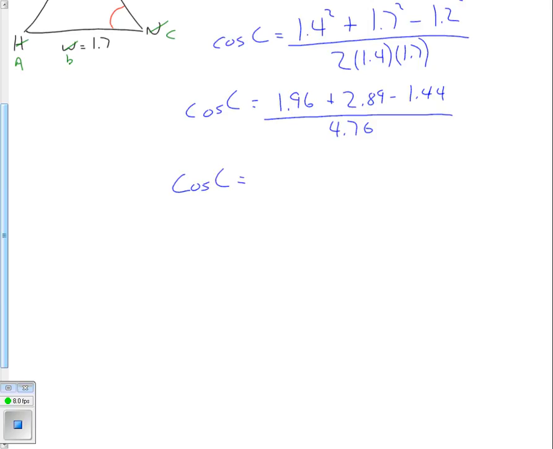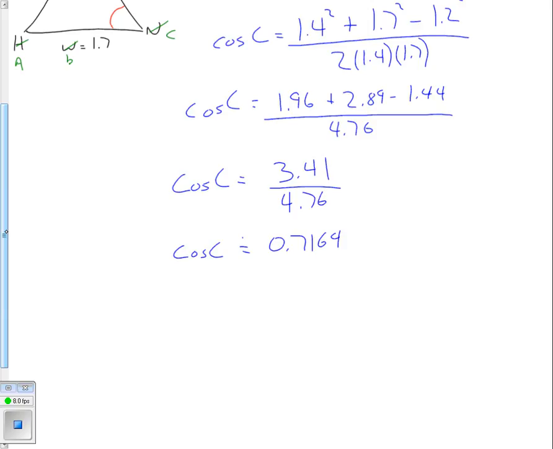Okay, so we're going to clean this up a little further. We've got cos C, and now we're going to simplify the top of this fraction. We're going to do 1.96 plus 2.89 minus 1.44, and that's going to give us 3.41 over 4.76. We can simplify that last piece even more. So we've got cos C is equal to 3.41 divided by 4.76, and that's going to equal approximately 0.7164.